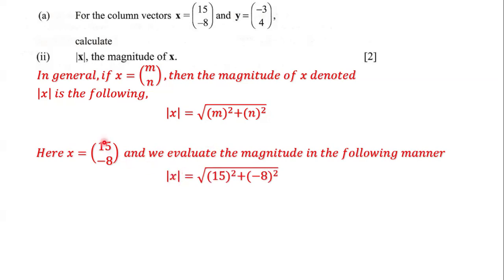is equal to first component, square it, second component, square it. So 15 squared is equal to 225, and negative 8 squared is equal to 64. And then we add those two, and we get 289, and then we have to take the square root of 289, and the square root of 289 is 17. So that means that the magnitude of vector x is actually equal to 17, and that's the answer to this question.